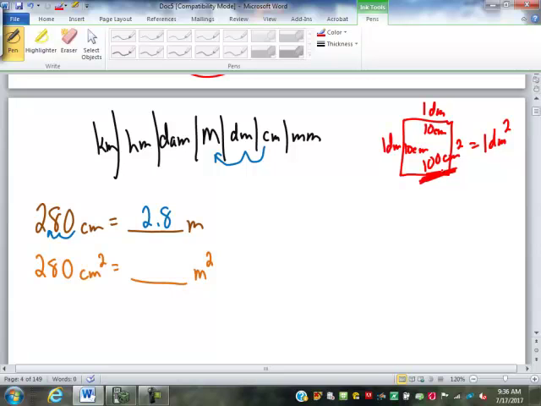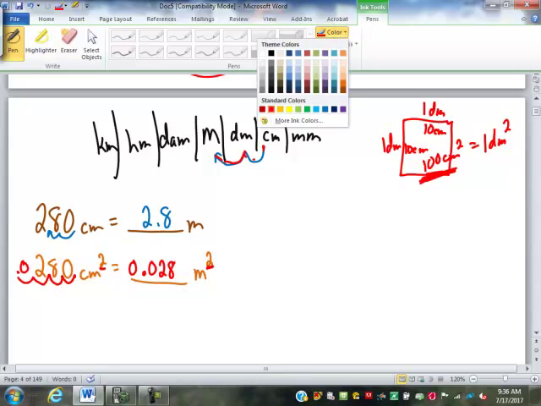So each spot on the chart is moving the decimal point 2 spots. 100 moves the decimal point 2 spots. So if it's squared in our units, each spot on the chart is multiplying or dividing by 10 squared, or 100. So it's moving it 2 spots. So centimeters to meters is still 2 spots to the left, but each spot is 2 decimal places. So the decimal point has to move 4 spots. 1, 2, 3, 4. We got to add a 0 there. So that is 0.028 meters squared.